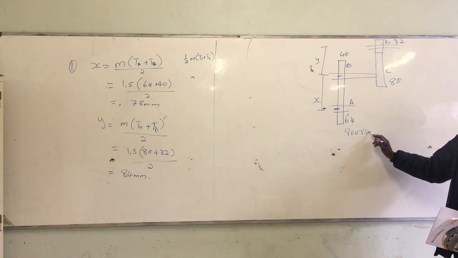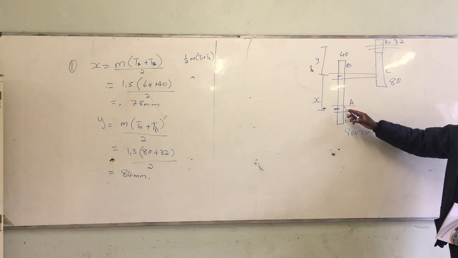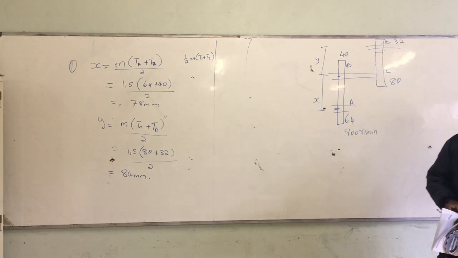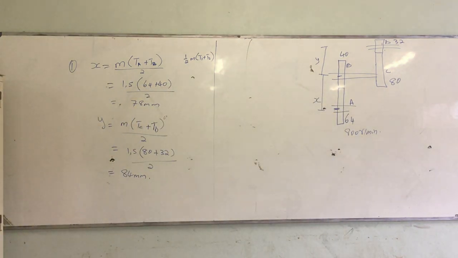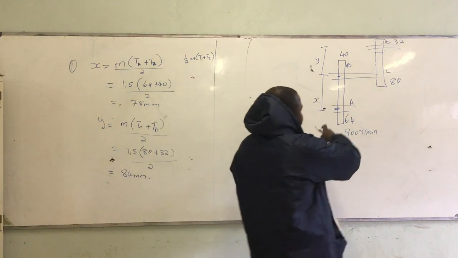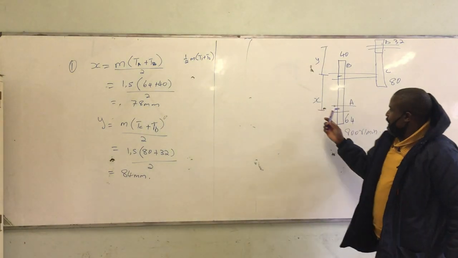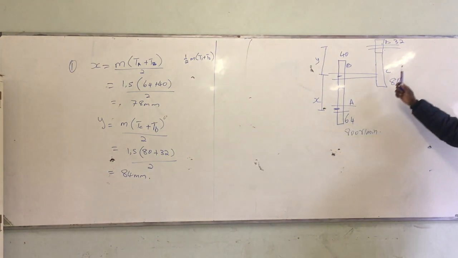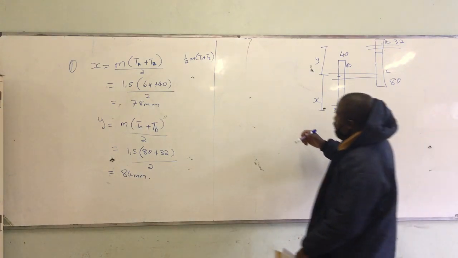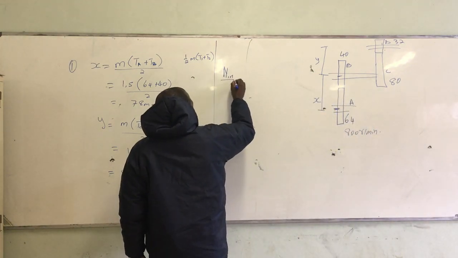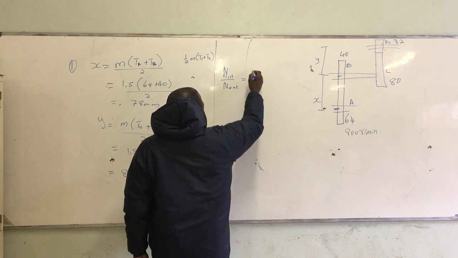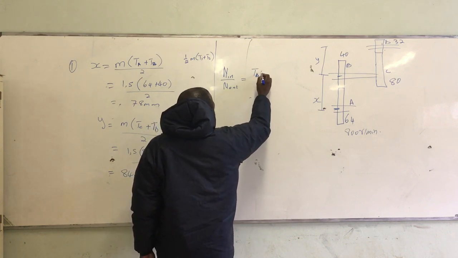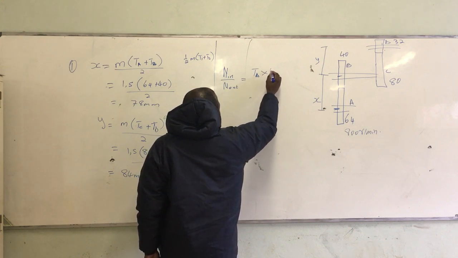800 revolutions per minute. Between gear A and gear D, which one is connected to the motor? Gear A is connected to the motor, so it's the driver of everything. Meaning at A we have our input, and at D we have our output. So therefore, speed input over speed output equals, in terms of the gears, TD times TB.